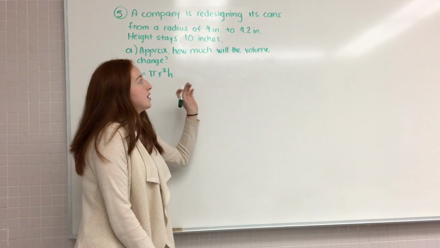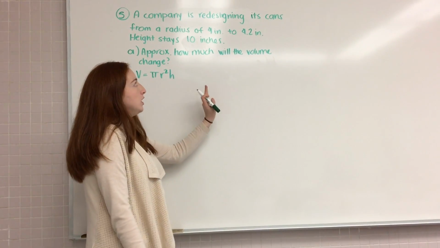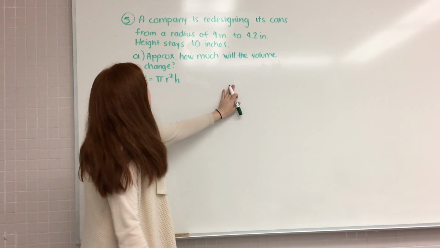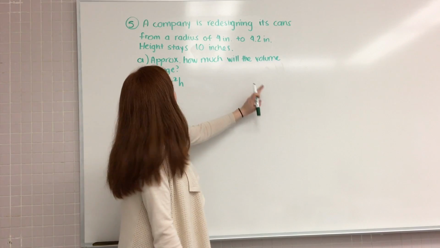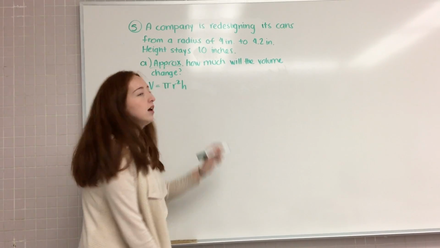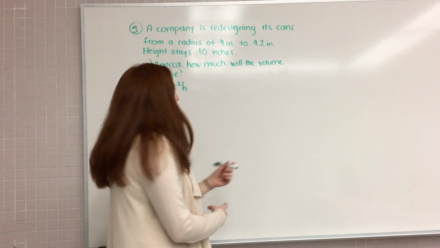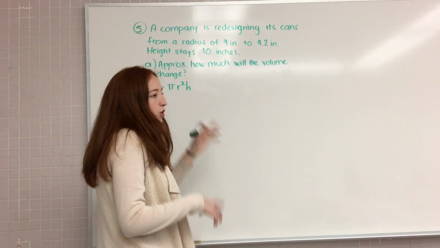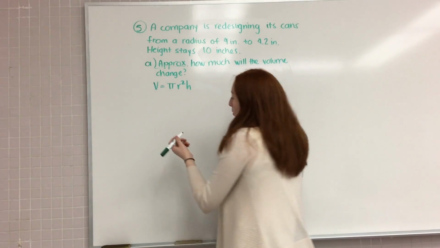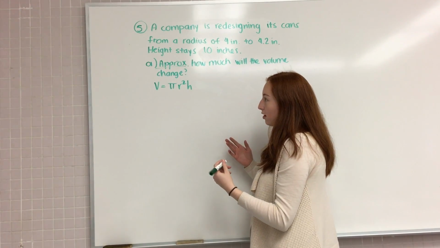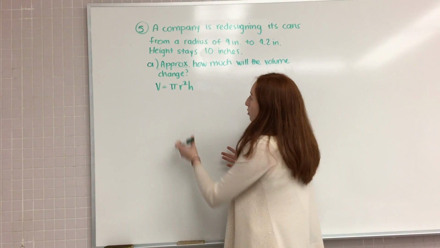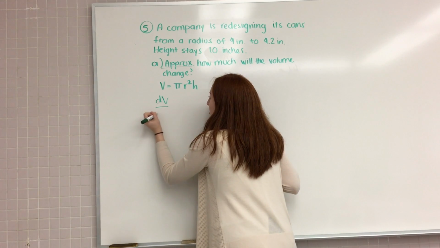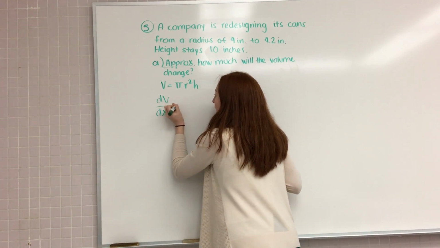A company is redesigning its cans from a radius of 4 inches to 4.2 inches. The height stays the same, 10 inches. Approximately how much will the volume change? With the word approximately, we're talking about differentiation. So, we have the formula for volume of a cylinder, which is the shape of a can. So, now we have to use derivatives in order to obtain the approximate change. So, this is the proper notation for a derivative.